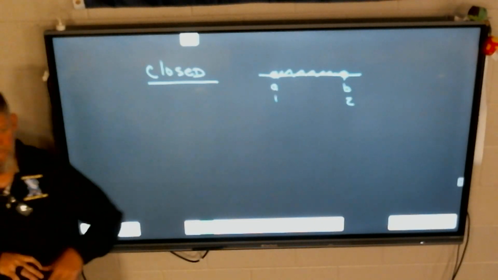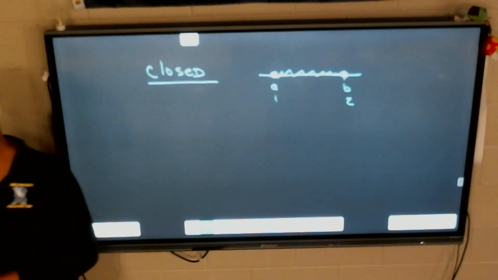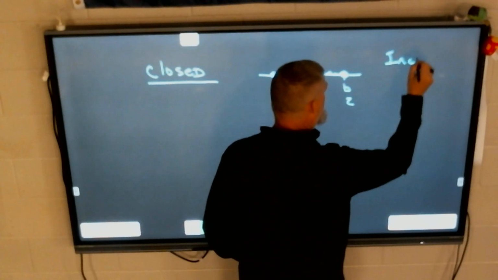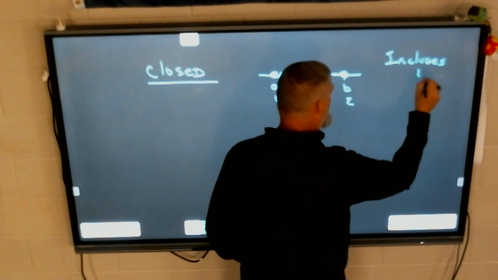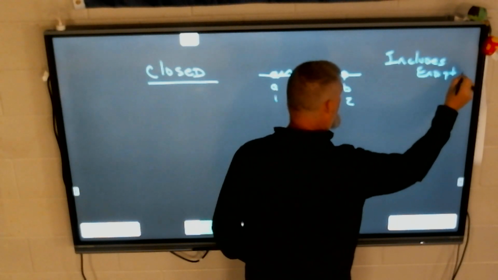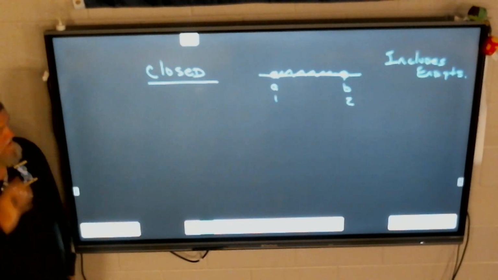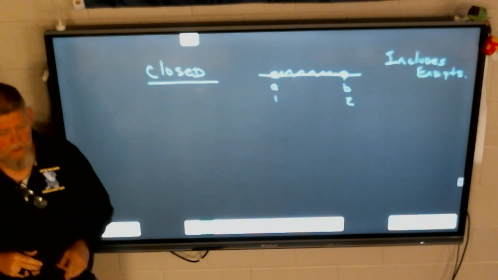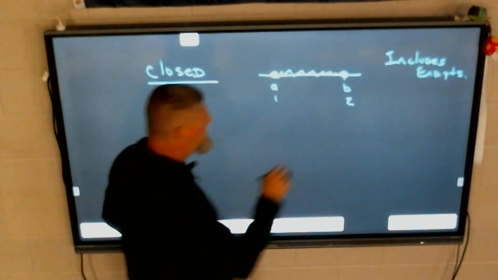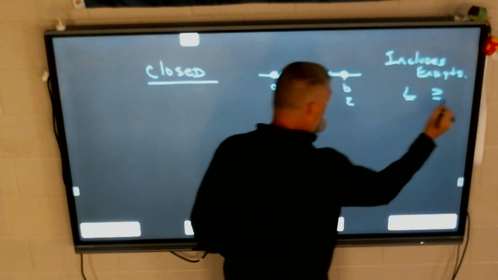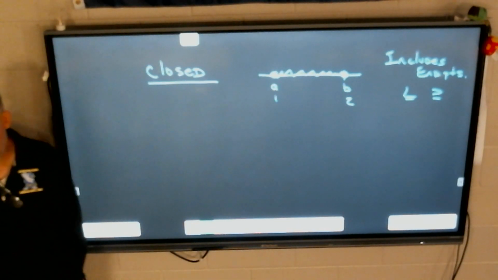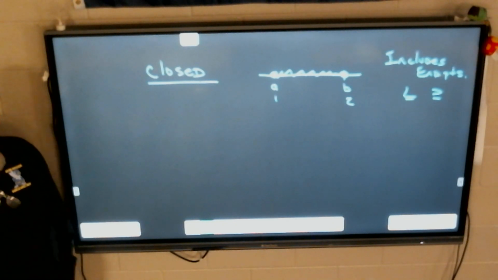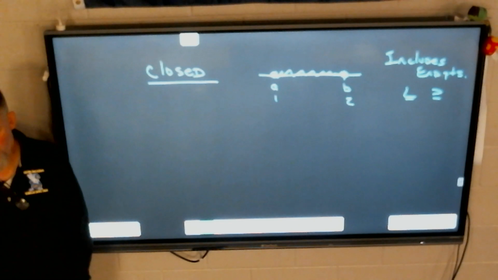So, if an open interval does not include the endpoints, what does a closed interval do? It includes the endpoints. Absolutely, 100% includes the endpoints. What inequality symbols do I use for a closed interval, Emma? Less than or equal to, greater than or equal to. Exactly correct. That little line means the endpoint's included. If the little line isn't there, you don't include the endpoint.